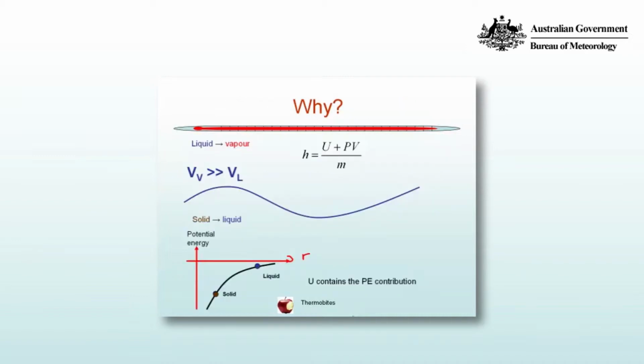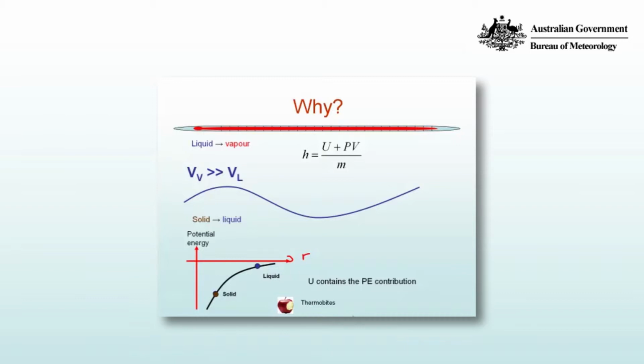Well, we need to think about the equation for enthalpy, and it's written here: lowercase h is U plus PV on m. And if we consider the liquid to vapor transition, and here we have a blue line indicative of an interface between the two, the volume of the vapor is very much greater than the volume of the liquid. And so the vapor has to do more against the environment to establish its own pressure and volume. So the specific enthalpy of the vapor will be greater than that of the liquid.